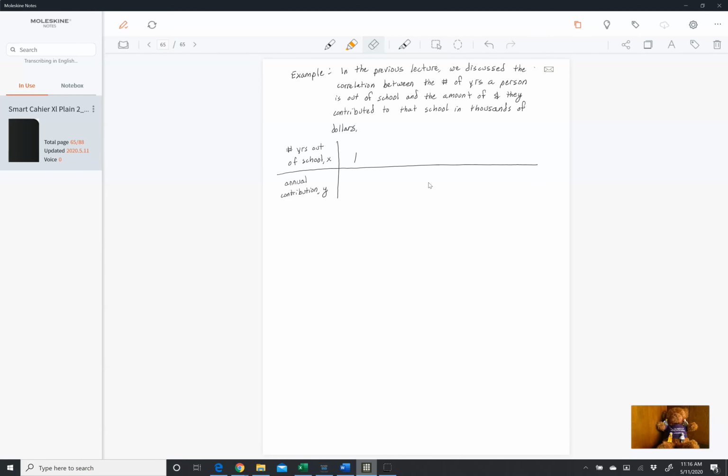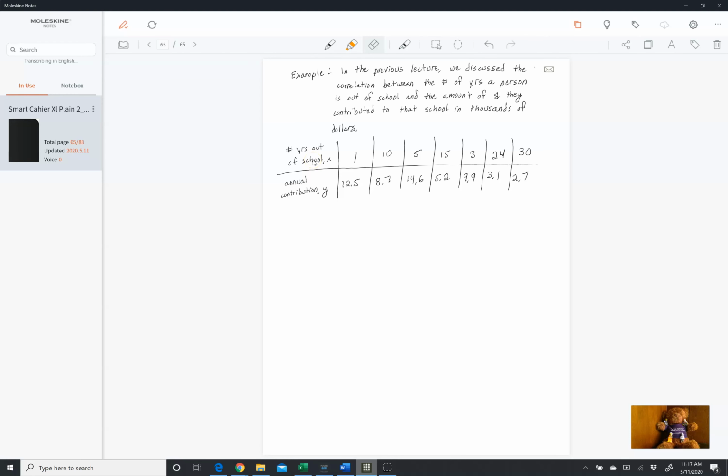So we had 1 year, $12.5 thousand. Somebody was out of school for 10 years, $8.7 thousand. If they were out of school for 5 years, $14.6 thousand. For 15 years, $5.2 thousand. 3 years, $9.9 thousand. 24 years, $3.1 thousand. And 30 years, $2.7 thousand. Now keep in mind what a negative correlation means.